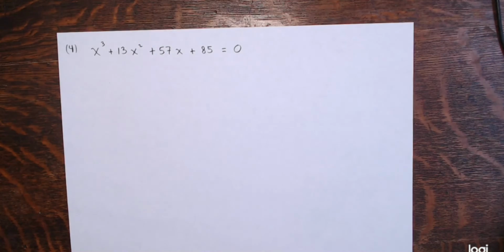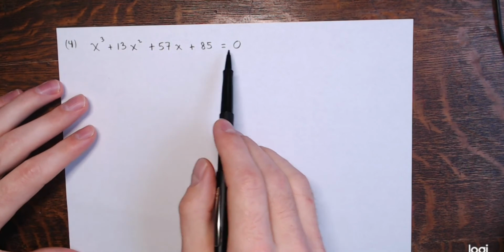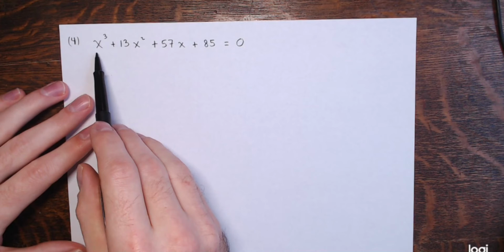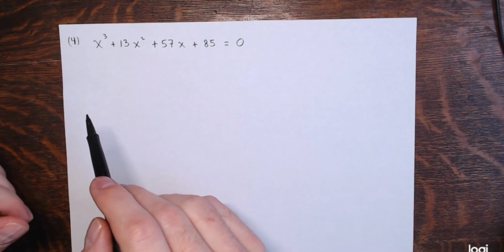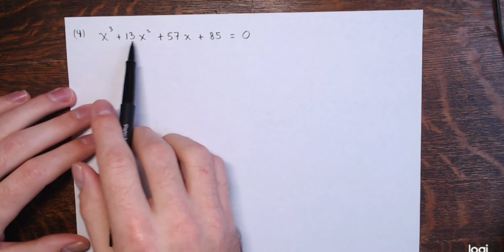All right, let's do that again. So here, another degree 3 polynomial equation. And once again, solving this equation is exactly the same as finding the zeros of this polynomial function. If you had f of x equals x cubed plus 13x squared plus 57x plus 85, it'd be the exact same thing as finding the zeros of that. What input of x gives me an output of 0 here?